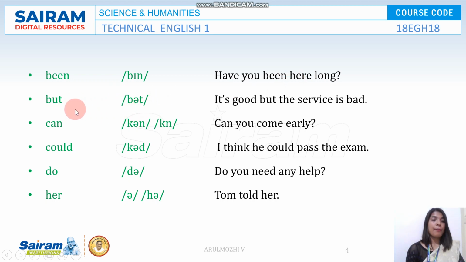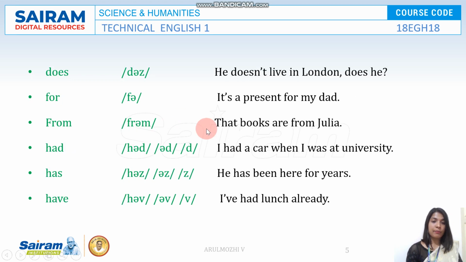But becomes b't. And one thing I would like to mention here is all kinds of a sounds, whenever they take the weak form, it becomes the smallest a sound. Take for example, it has to be but, it becomes bət. Can, a sound becomes kən. Could, u sound becomes kəd. Do becomes də. Her, the sound as in shirt, birth, it becomes ə. Her. So let's check out the examples.